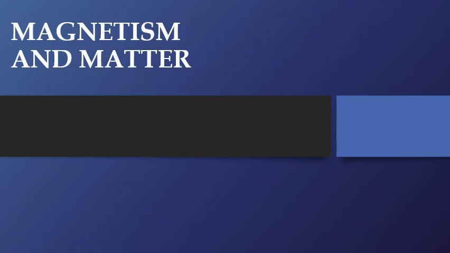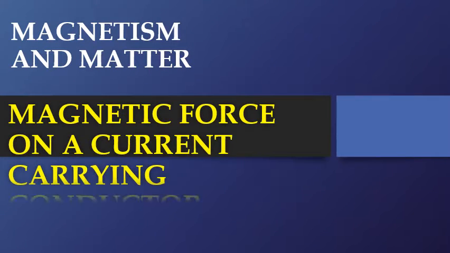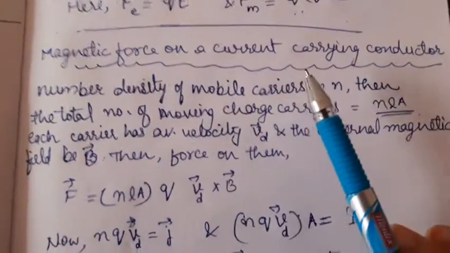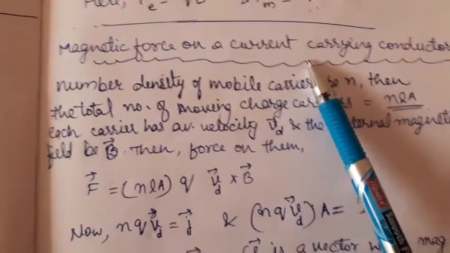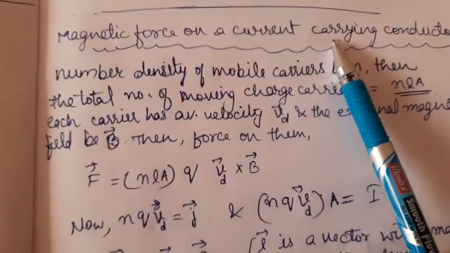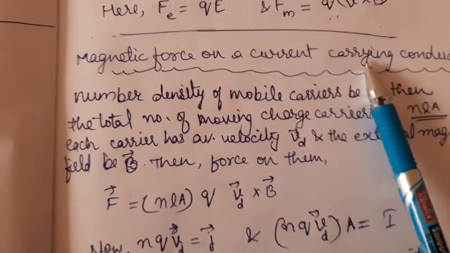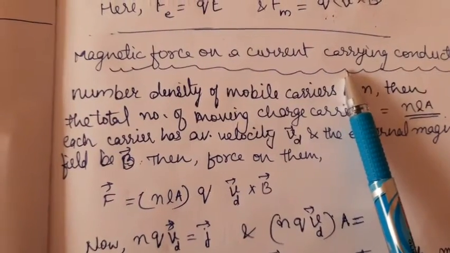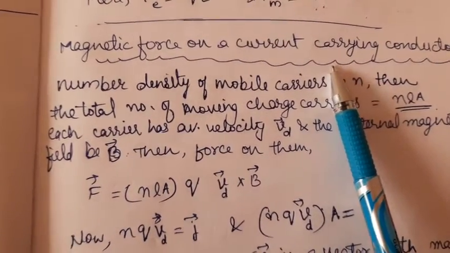Unit: Magnetism and Matter. Topic: Magnetic force on a current carrying conductor. The next topic is magnetic force on a current carrying conductor. In class 10th, you have studied that when a conductor carrying current is placed in the presence of an external magnetic field, it will experience a force. Now, here we will determine the expression for that force.